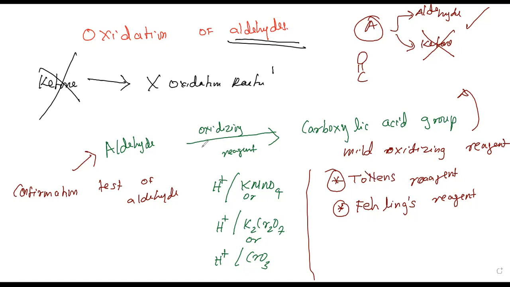Here, we said when you oxidize the aldehyde, you will end up with the carboxylic acid group. But when you use this mild reagent, you will end up with what? This is a base, a very mild base. So therefore, they form the salt of carboxylic acid, not the carboxylic acid.